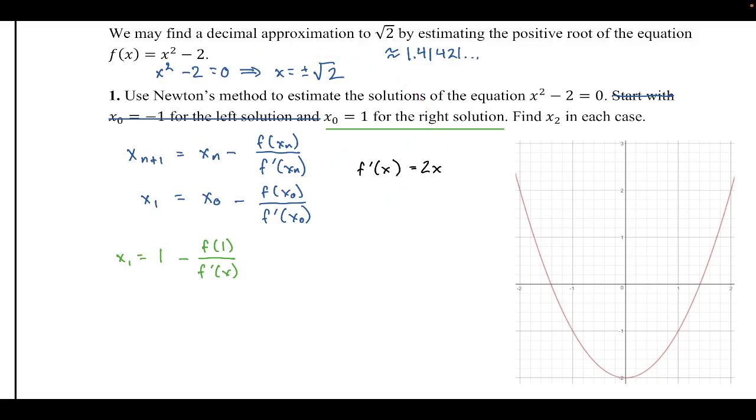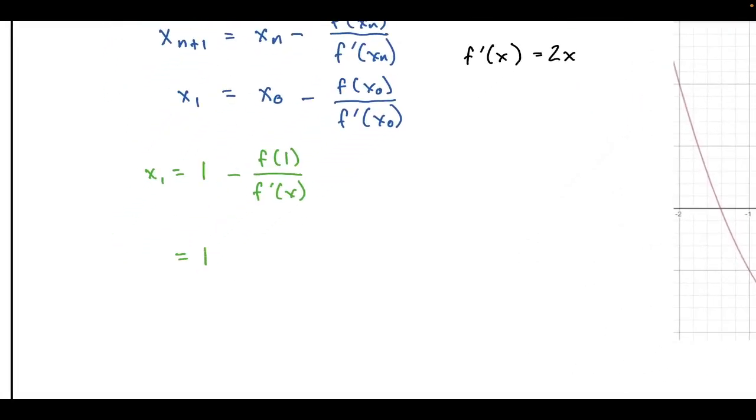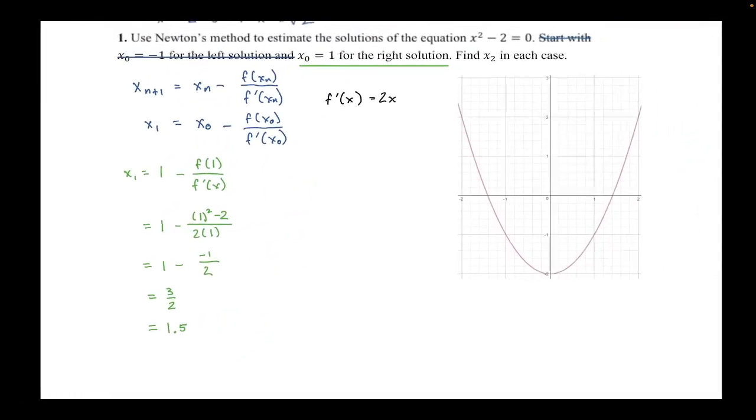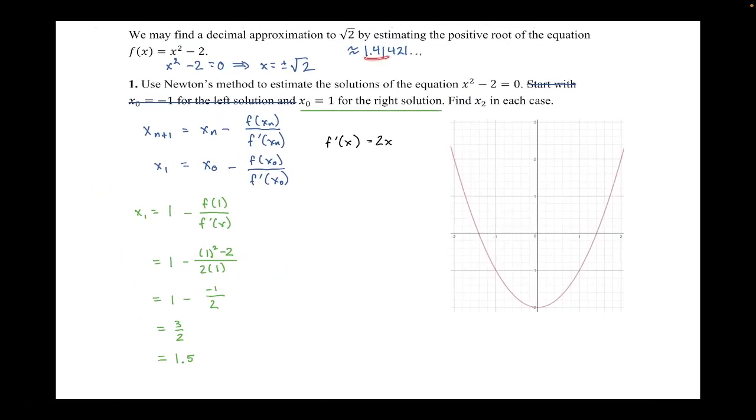All right, so let's simplify this. So this is going to be 1 minus the x squared, in this case 1 squared minus 2, divided by 2 times 1. Let's see, this will be 1 minus minus 1 over 2. So what we end up with here is going to be 3 halves, or 1.5. So you can see we're already closer to this 1.4.